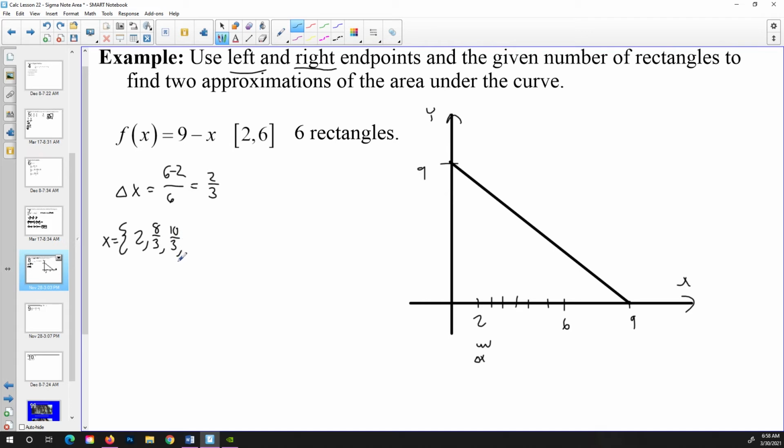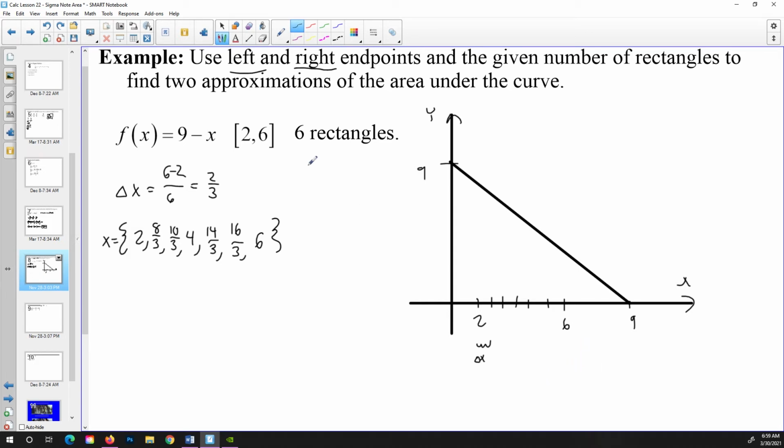10/3 plus 2 will be 12/3, but that's 4. 12/3 plus 2/3 will be 14/3. 14/3 plus 2/3 will be 16/3. And then 16/3 plus 2/3 is 18/3, and that is 6. And that makes me happy because we know that our endpoint is supposed to be 6.